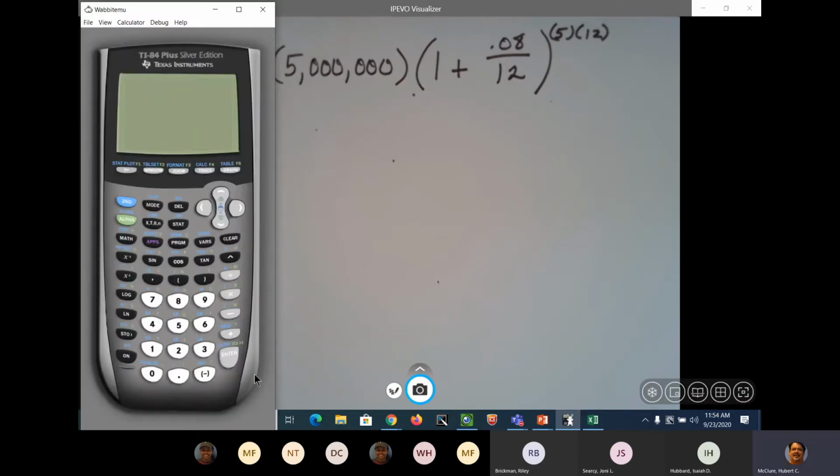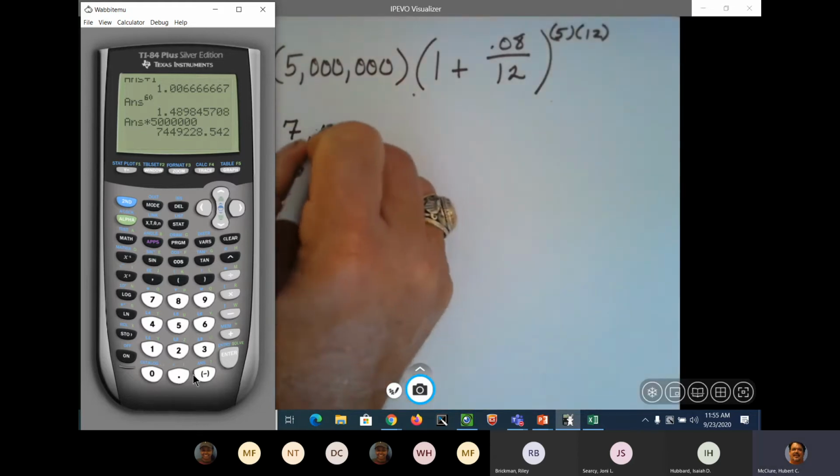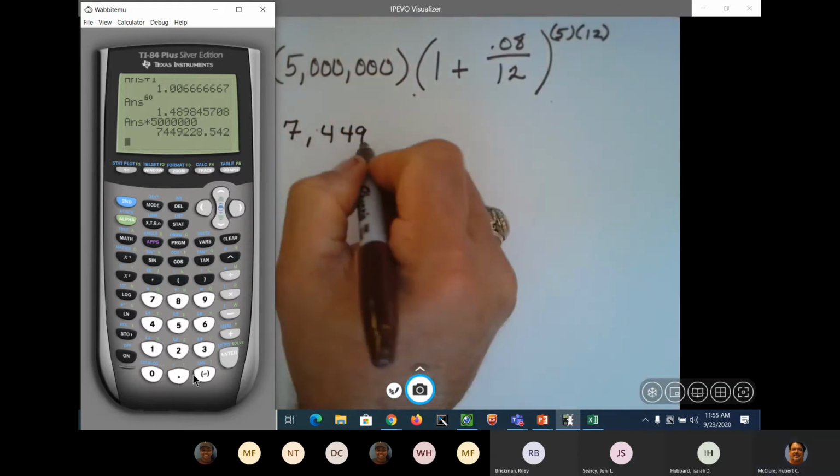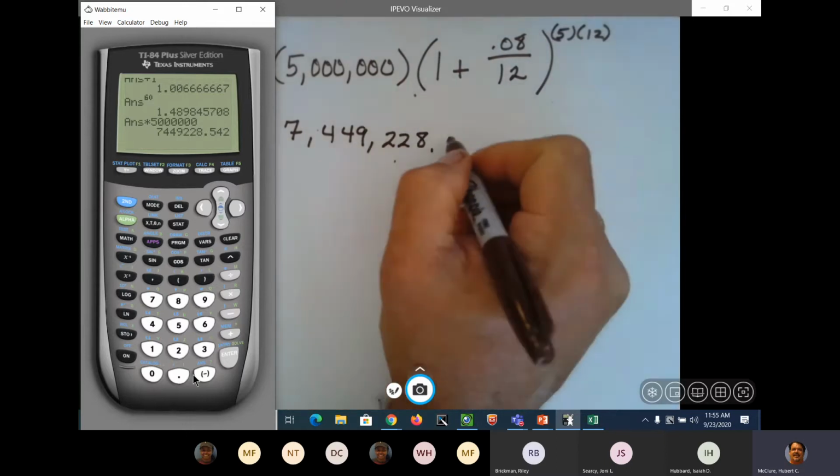And let's do 0.08 divided by 12, plus 1, raised to the 60th power, multiplied by $5 million. And that gives us $7,449,228.54.